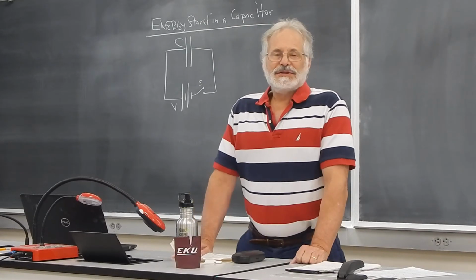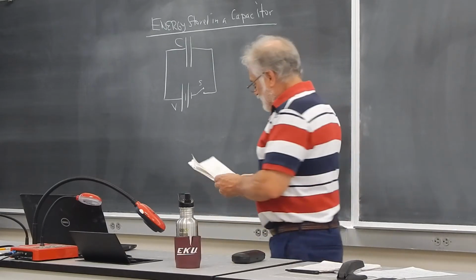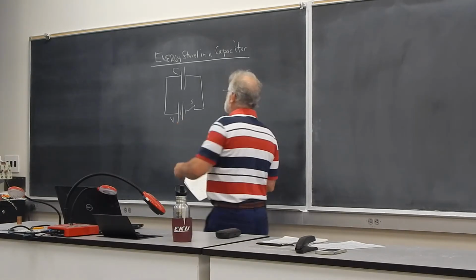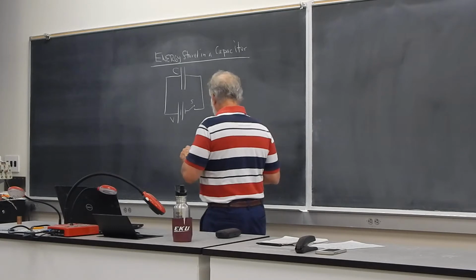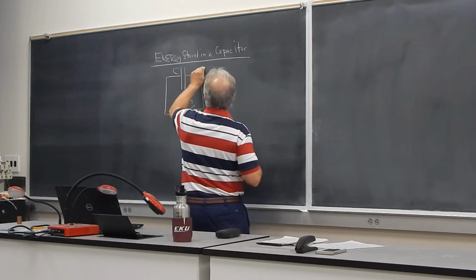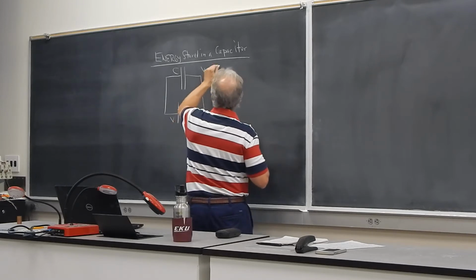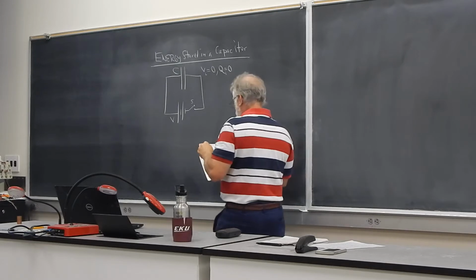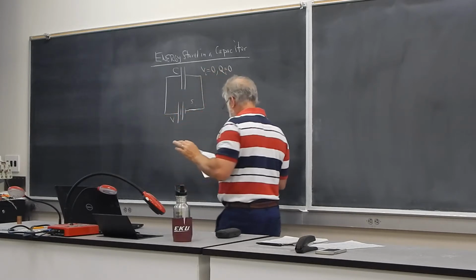Let's talk about energy stored in a capacitor. Suppose we have an initially uncharged capacitor and we're about to connect it to a battery, maybe through a switch. Initially, the voltage across the capacitor, V initial, is equal to 0, and there's no charge on the capacitor initially either. Now, when I throw the switch, the capacitor will begin to charge up.